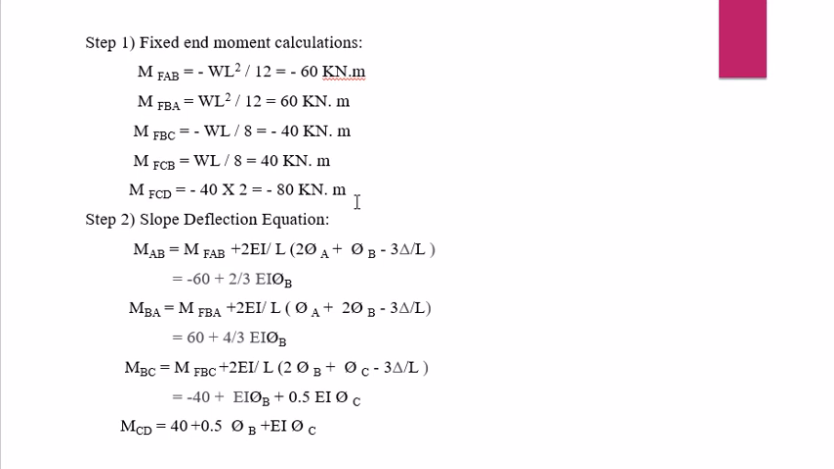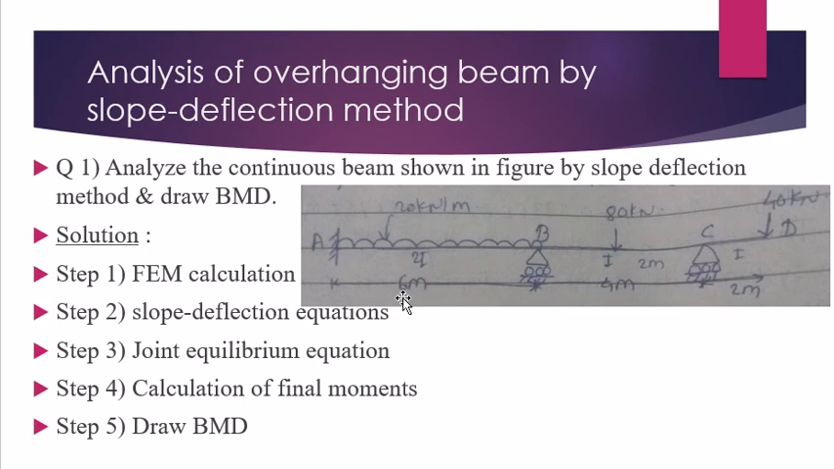Then the second step is the slope deflection equation. You know that this is the slope deflection equation. In that, M of AB is equal to M of FAB plus 2EI by L in bracket 2 theta A plus theta B minus 3 delta by L. In this numerical, the sinking of the support is not given, which means we have to assume delta is 0 throughout the analysis.